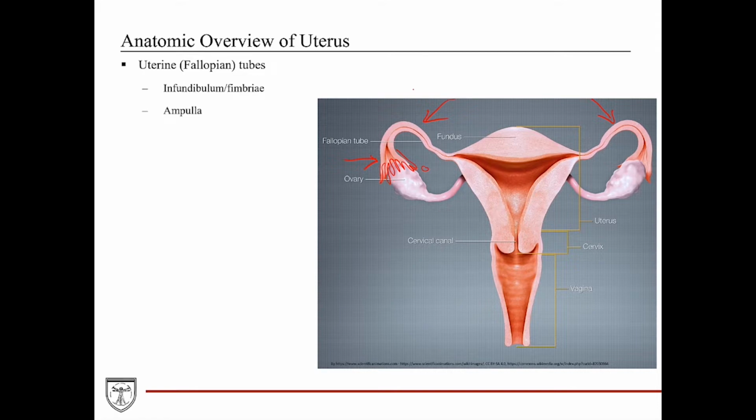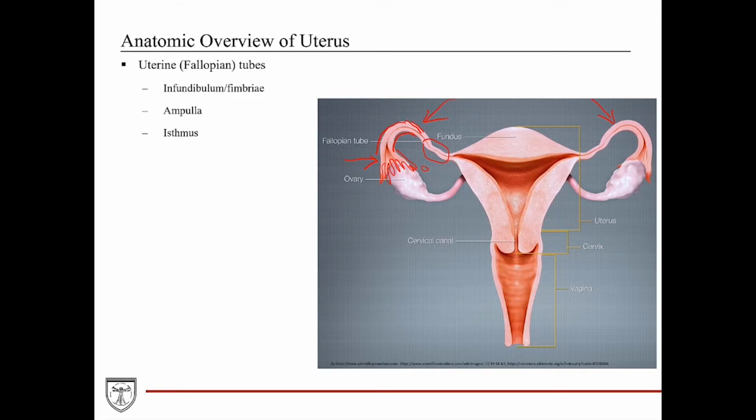The next region is the ampulla. This is the funnel-shaped and perhaps the longest region of the fallopian tube or the uterine tube. This is where typically the most fertilization would occur between the spermatozoa and the oocyte. The ampulla then continues on to this narrowed and more muscular segment of the uterine tube called the isthmus.